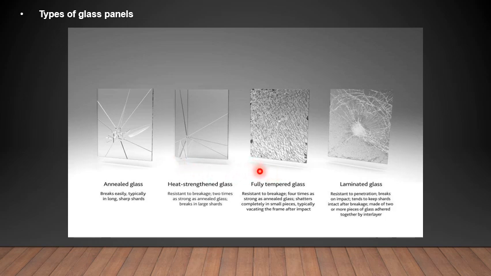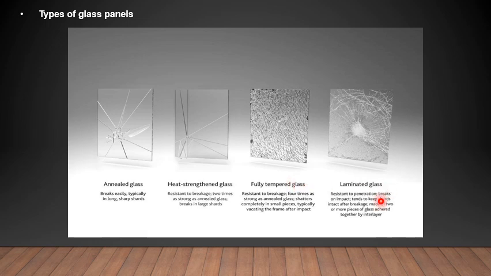In cases where safety glazing is required by code or by design, laminated glass should be specified, and we will discuss it later. So when fully tempered glass breaks, its resistance to breakage is 4 times as strong as annealed glass, and it shatters completely into small pieces, typically vacating the frame after impact. So it's scattered.